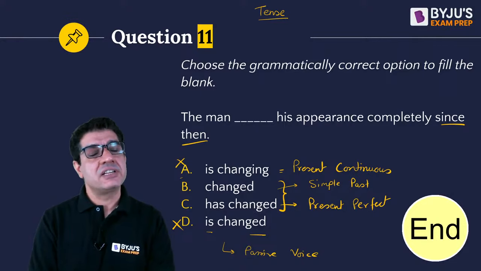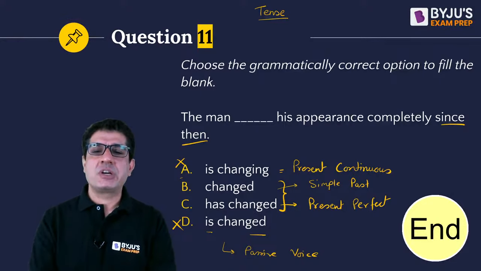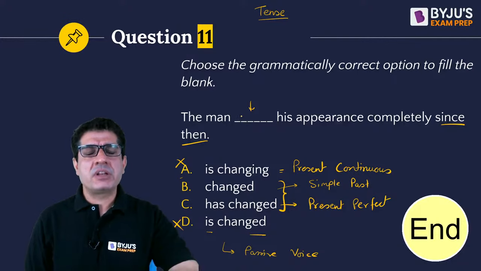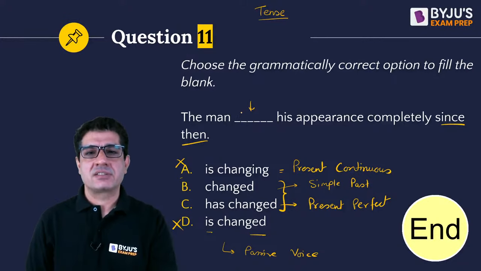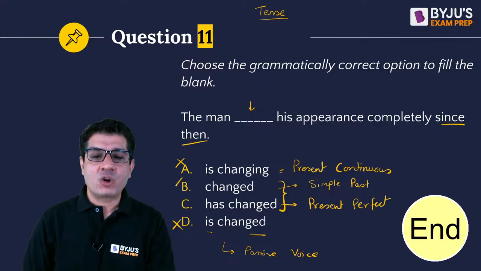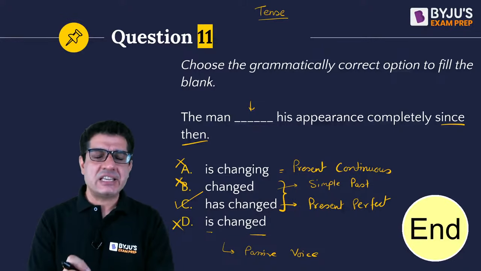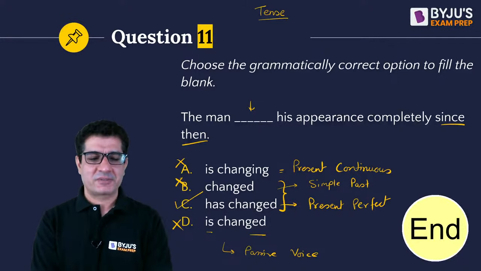I have seen her. Now, if you look at this particular sentence, do we know the time when this gentleman changed his appearance? No. We don't know the time at which he changed his appearance. That is why we cannot use simple past tense. It has to be present perfect tense. And that is what makes C the right answer for us. Okay. So that's question number 11 for you.